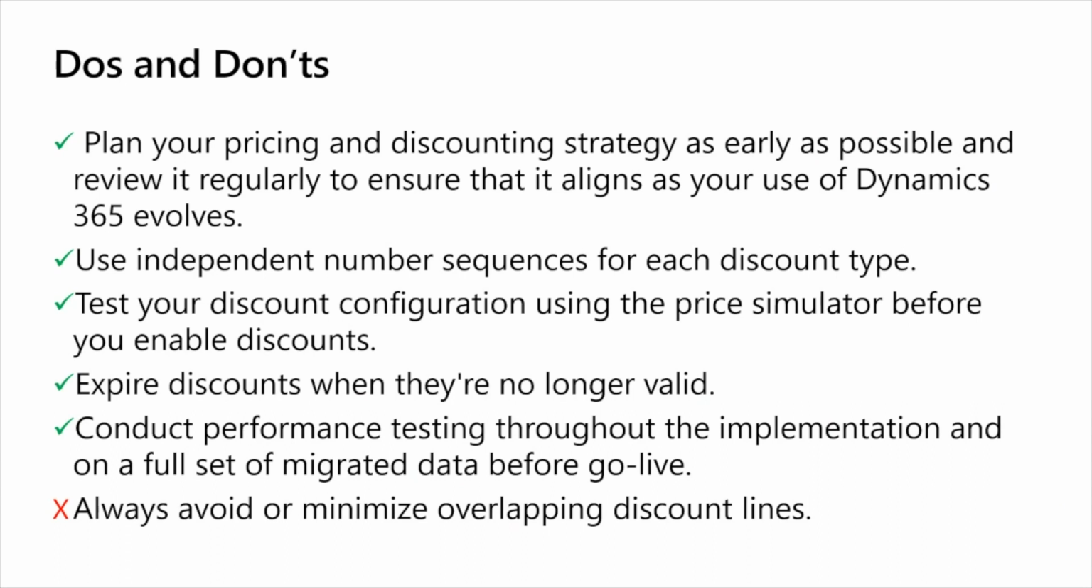And the third one is to test your discount configuration using the price simulator before you enable discounts. The price simulator has an option that lets you treat disabled discounts as enabled. This option was designed specifically for testing discounts before they are enabled, as Mathieu shows in his demonstration to you. And the fourth one is to expire or disable discounts when they are no longer valid. In this way, you prevent the total number of discounts that the pricing engine considers during a transaction from growing unbounded. Otherwise, the performance of discount calculation can be affected over time.